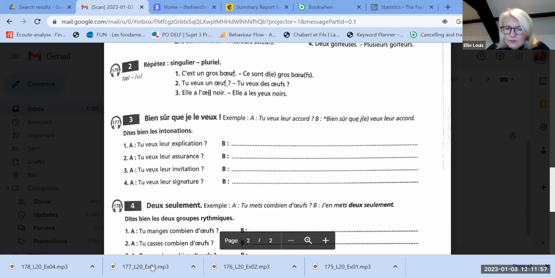Exemple. Tu veux leur accord? Bien sûr que je veux leur accord. Tu veux leur accord? Bien sûr que je veux leur accord.